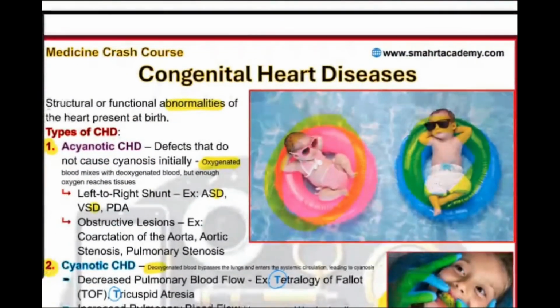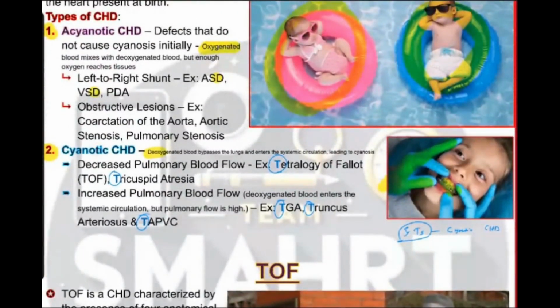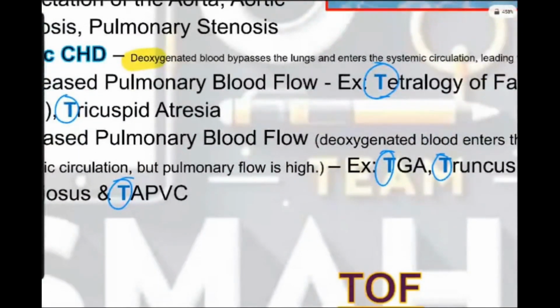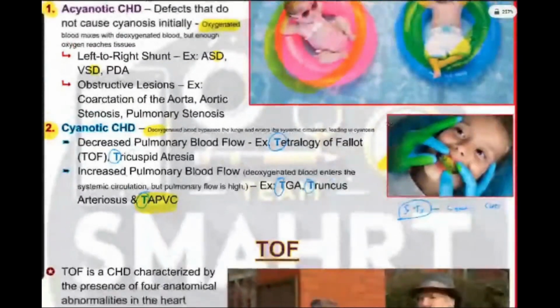Just remember: pink baby, blue baby, acyanotic, cyanotic. What are acyanotic? All the defects, ventricular septal defect, atrial septal defect. The defects come under acyanotic. In cyanotic, the T's: tetralogy, tricuspid, TGA, truncus arteriosus, and TAPVC. What is TAPVC? Total anomalous pulmonary venous circulation. Meaning what? In TAPVC, the pulmonary aorta arises from the left ventricle. So that is an anomaly. That is TAPVC.